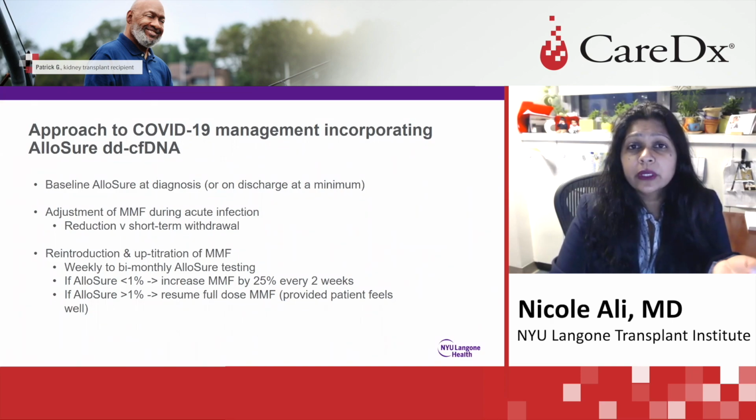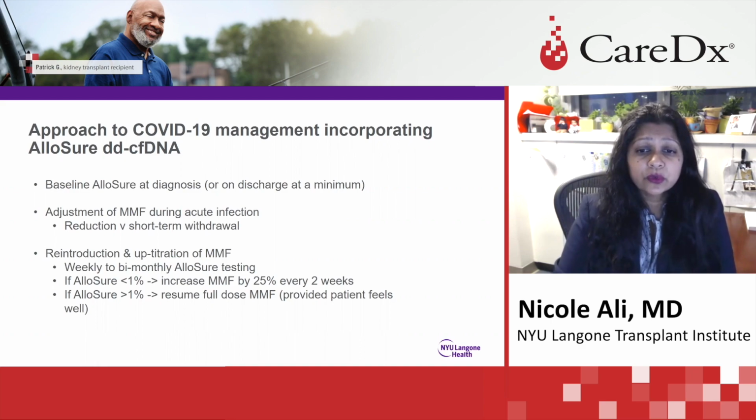And then we will reintroduce it sort of on an incremental every 2-week basis, but monitoring the AlloSure score along the way. If their AlloSure score remains low, then we continue to increase immunosuppression just every 2 weeks. But if their AlloSure score increases rapidly or goes above 1%, then we do resume their full baseline immunosuppression, assuming the patient is recovered and feeling well. And so I'll share with you how that has happened with a couple of cases.